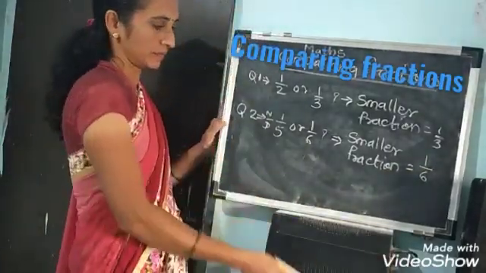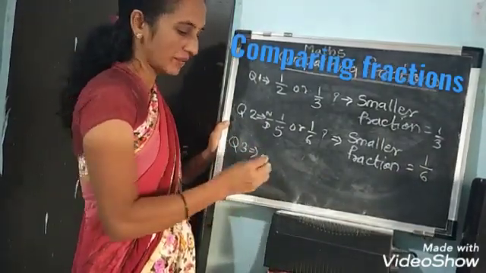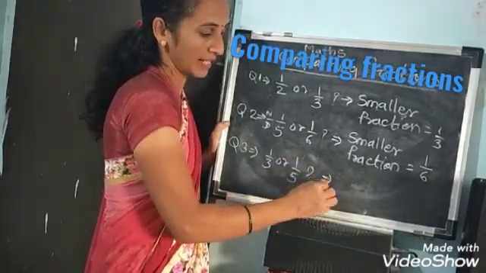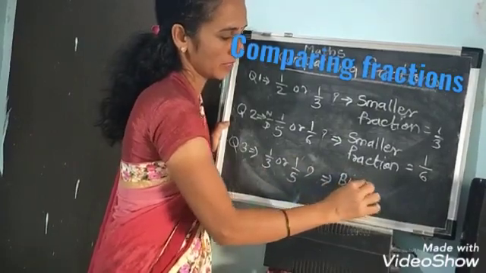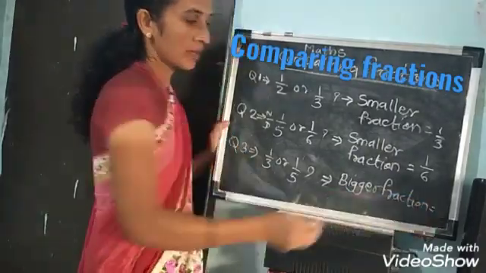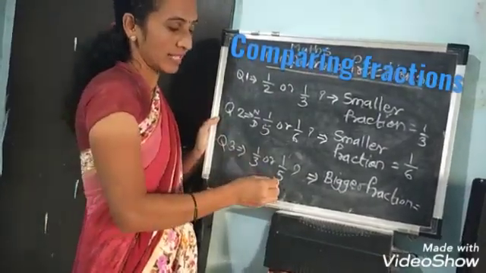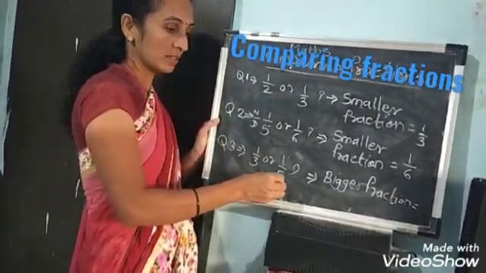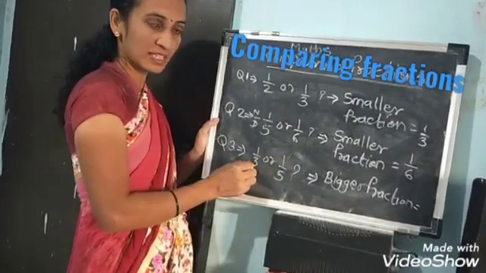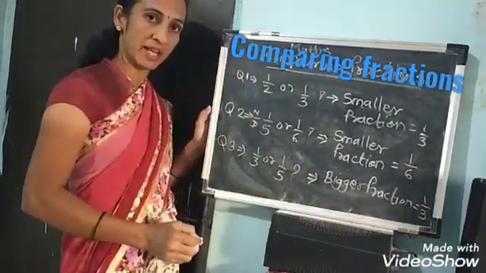Question number 3. I can solve here. Which is the bigger fraction, 1 upon 3 or 1 upon 5? You have to find the bigger fraction from this. Can you tell? Just find the denominator. Here 3 and here 5. What is our rule? If the downside, denominator number is bigger, that fraction is smaller. So 5 is bigger, but this fraction is smaller. Then which is bigger? This fraction is bigger. 1 upon 3 is the bigger fraction.